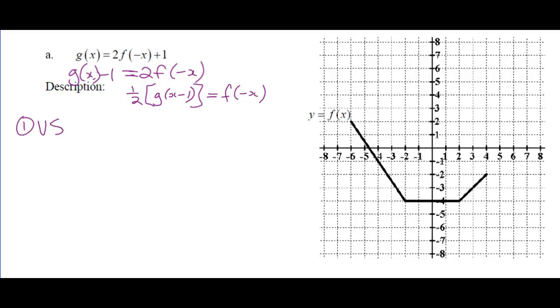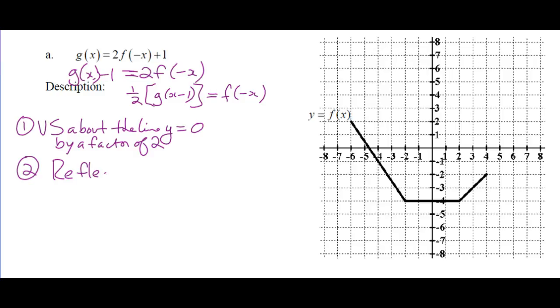Vertical stretch, about the x-axis, the line y equals 0. Just changing it. Right, and you might as well see that, so you don't get shocked when all of a sudden, the line y equals 0, by a factor of 2. Okay, so horizontal stretch, we said no. Vertical stretch, we said yes. Or is there a reflection about the y-axis? So, reflection about the y-axis.